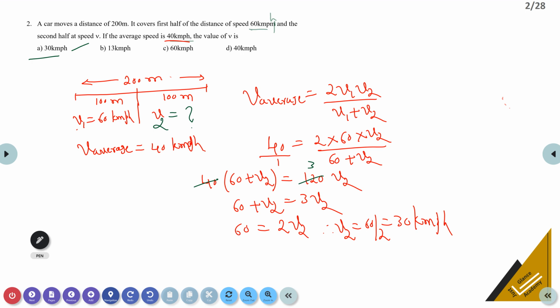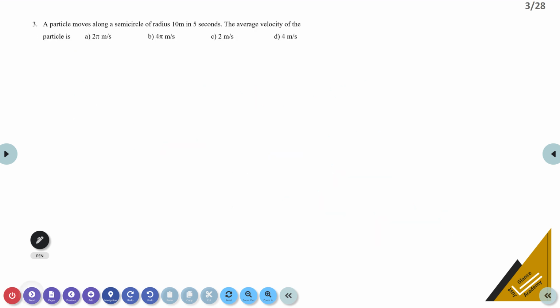This is second. Next. A particle moves along a semicircle of radius 10 meter. Okay, so this is the semicircle. It moves from A to B here. Here, student, this is the final point and this is the initial point.